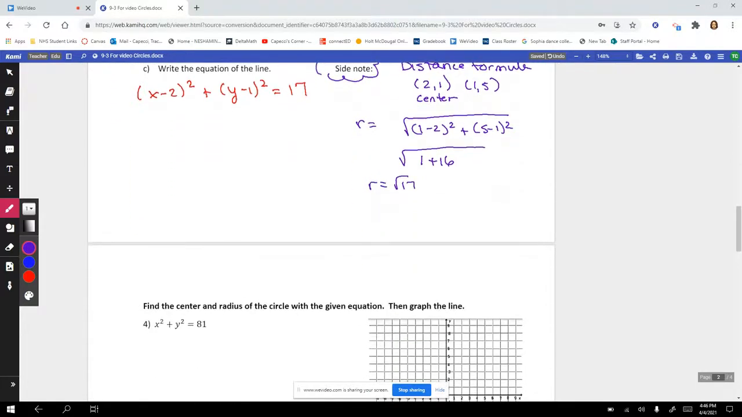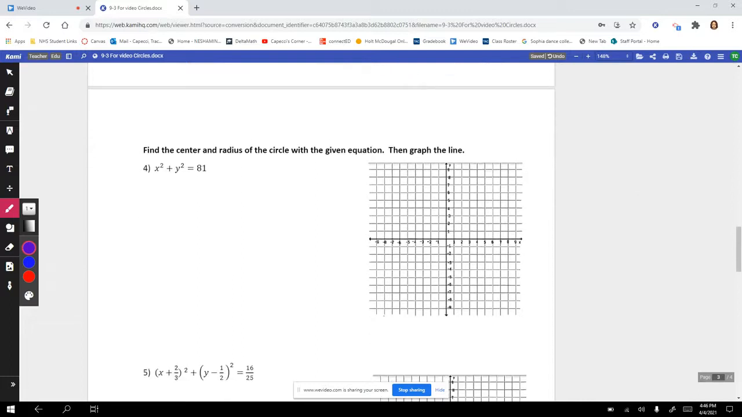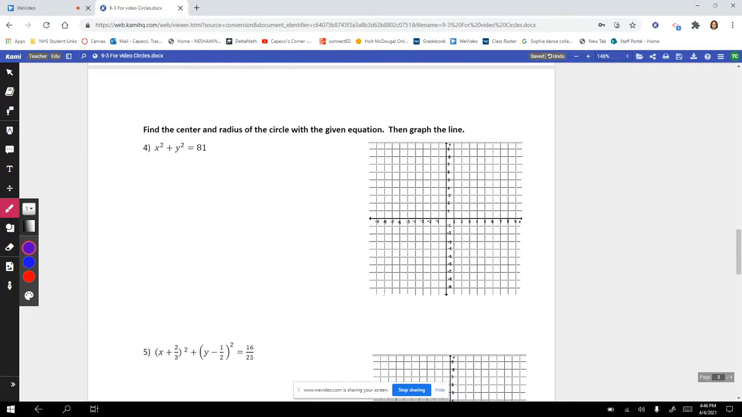All right, let's start to graph some. In number 4, it says find the center and the radius with the given equation, then graph the circle. Okay, so we're going to start off basic. We know here that my center is 0, 0. And then remember, this is the radius squared, right? So this radius squared is equal to 81. Take the square root of both sides. So my radius is going to be equal to 9.